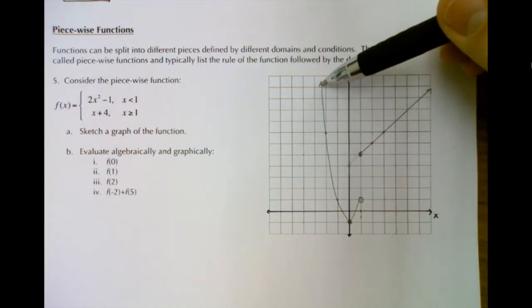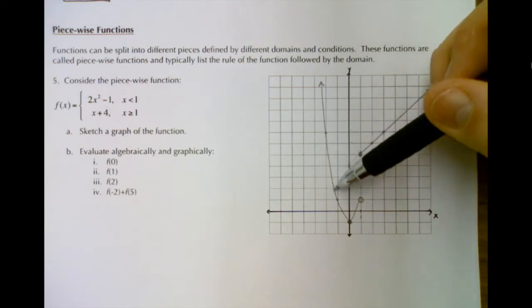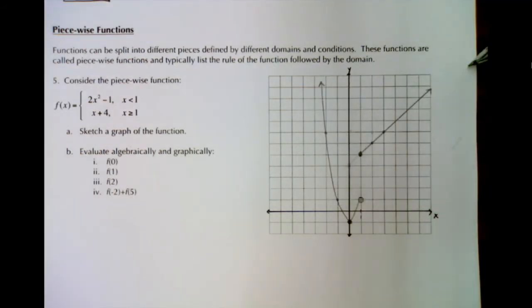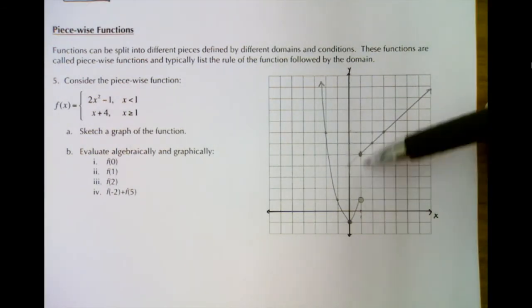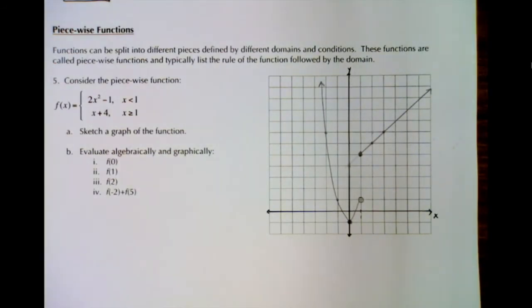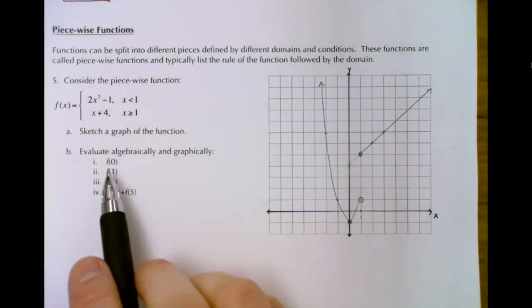It's this parabola, 2x squared minus 1, all the way until it gets to 1. Then it switches to a line. And this is called a jump. When it's not connected here, we have a jump. All right, that's graphing a piecewise function. Why did we graph it? Because we're going to do some pretty fancy evaluating here. f at 0. What's f at 0?